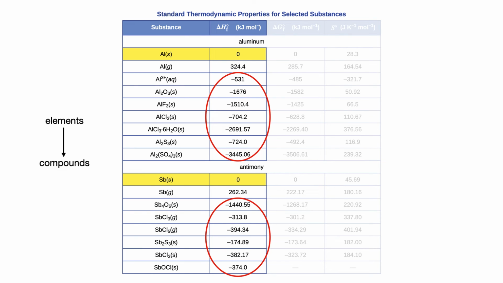And that's one of the reasons why so few elements are found in nature. Most elements end up combining to form compounds because compounds, generally speaking, are lower in energy. They have a lower enthalpy. And so I want to look at another chemical reaction here.